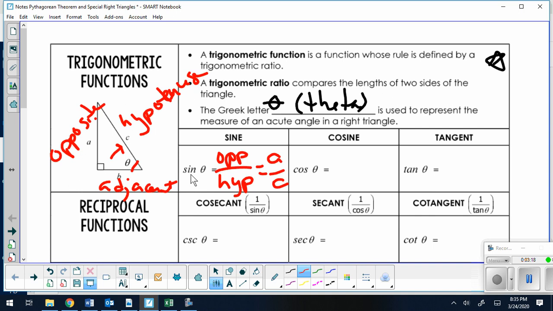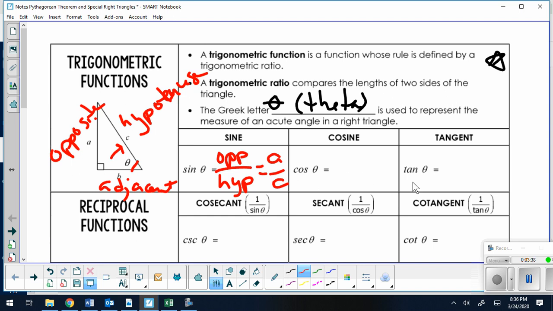Now, real quick, notice the way I said that. Sine of theta. It's kind of like our log. Log by itself means nothing. Sin by itself means nothing. And I know it says sin, but it's sine. It's an abbreviation for this. So don't say sin theta. It's sine theta. Don't say cos theta. Say cosine theta, even when you're reading this.